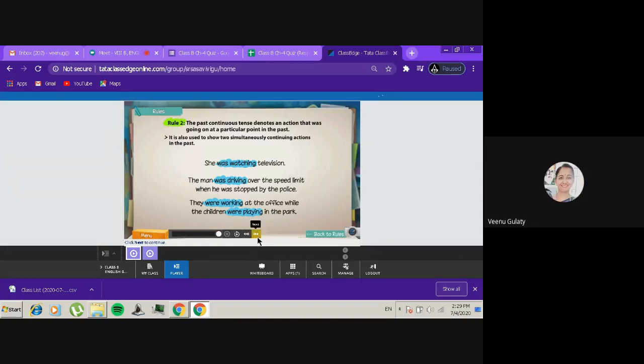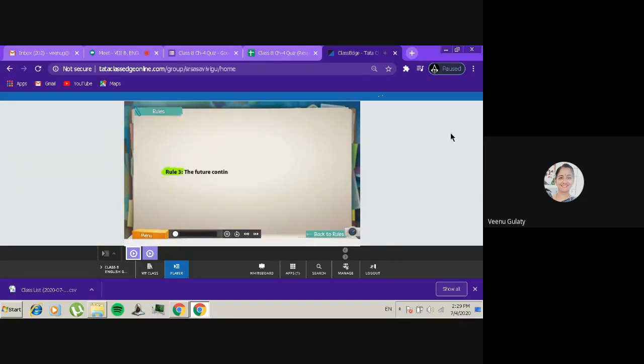Good. Very good, Radhika. Thank you, Radhika. See, these are connecting sentences. Connecting means two actions are happening. They were working at the office while the children were playing in the park. At the same time they were working in the office, the children were playing in the park. The two actions are going on parallel.